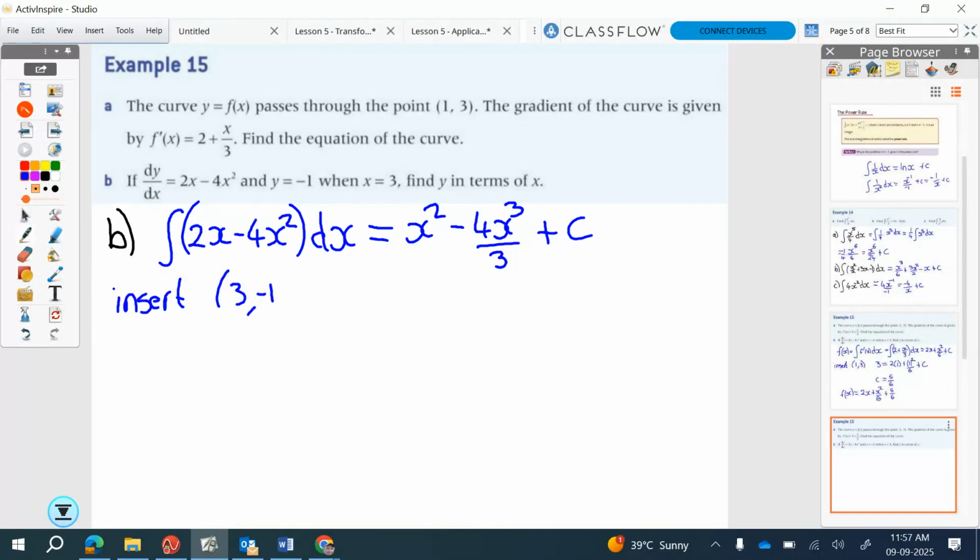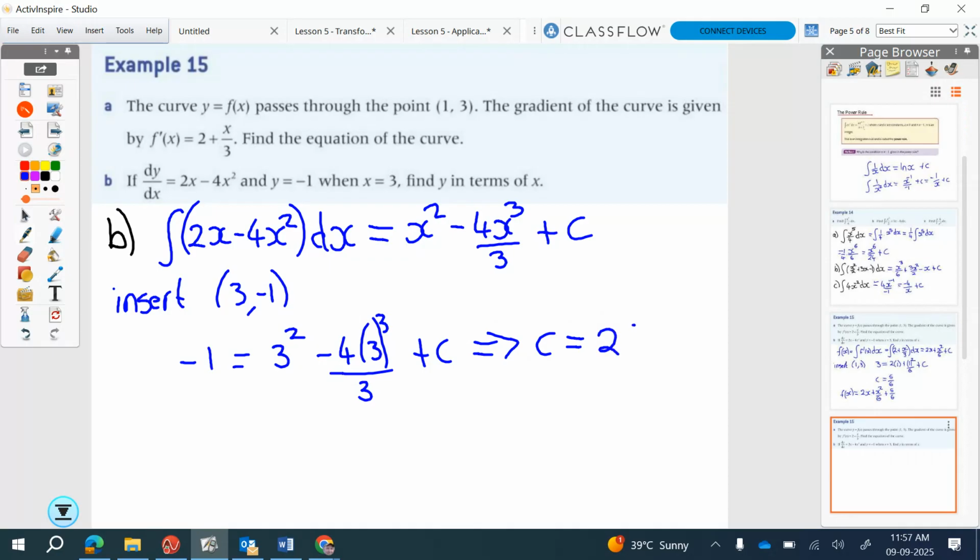Then we want to insert 3 comma negative 1. So we put the coordinate into that, which is going to give us negative 1 is equal to 3 squared minus 4 bracket 3 cubed all over 3 plus c. And if we End Solve this, we get c is equal to 26. So our final answer is we need to find y in terms of x. So y equals, where is it? It's up here. x squared minus 4x cubed over 3 plus 26.